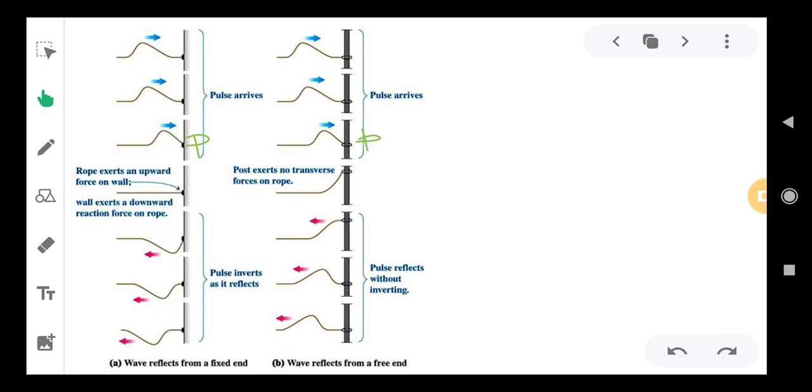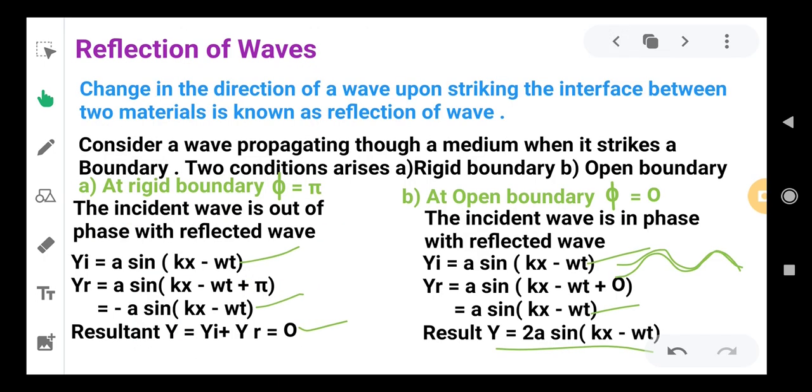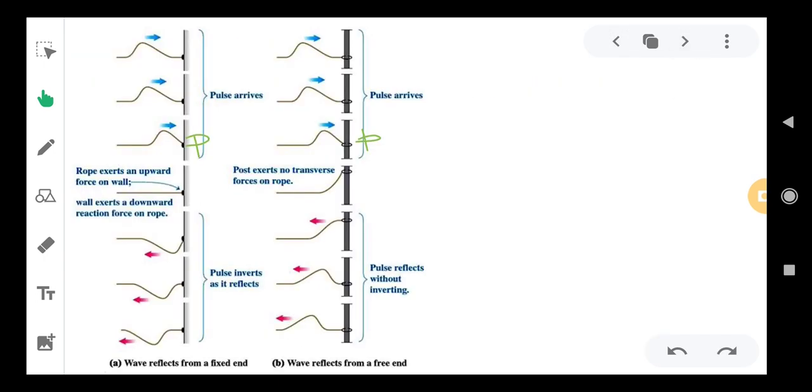Okay, if there was an open boundary, it was movable. As the pulse keeps coming and is incident at that point, the ring goes upward. At this point amplitude is maximum, at this point amplitude is 0. It is out of phase, it is in phase. Amplitude maximum, and it is moving in the opposite direction, but the pulse upward will be the same. So it is an open boundary, as opposed to the closed boundary condition.